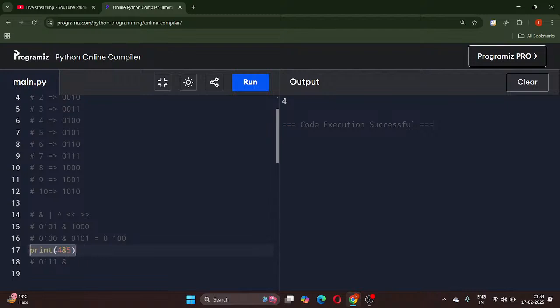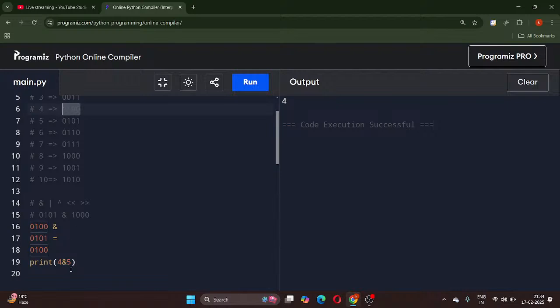So we were doing this operation for 4 and 5. The binary representation for 4 is 0, 1, 0, 0, and the binary representation for 5 is 0, 1, 0, 1. As we have already discussed, you have to multiply the bits. When you multiply 0 and 0, the output is 0. Then 1 into 1 is 1, 0 into 0 is 0, and 0 into 1 is 0. The final answer is 0, 1, 0, 0, which stands for 4.